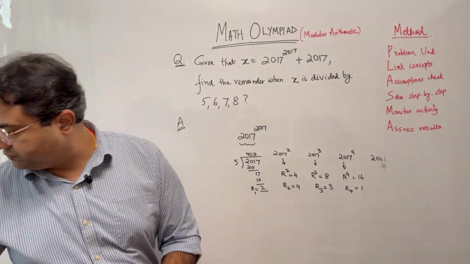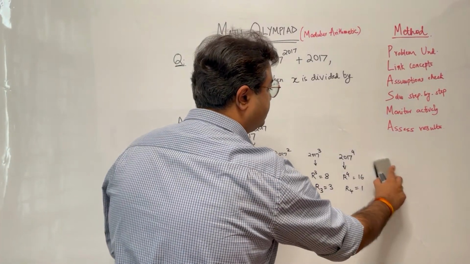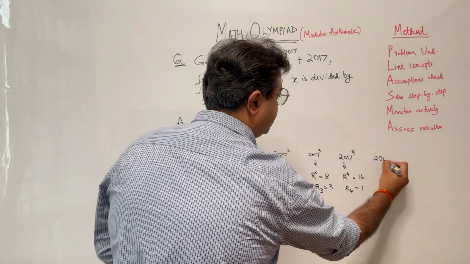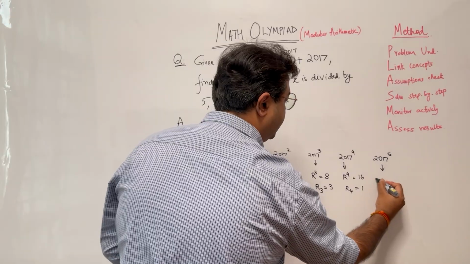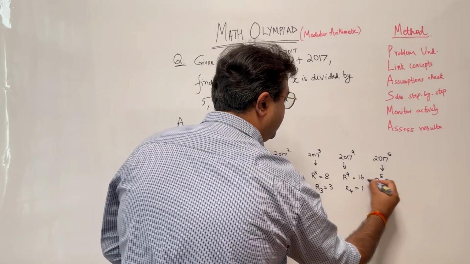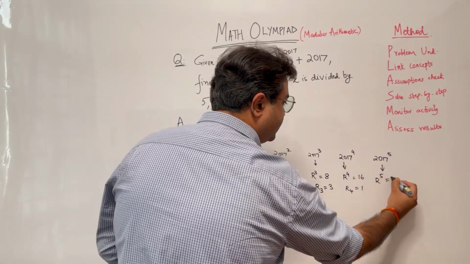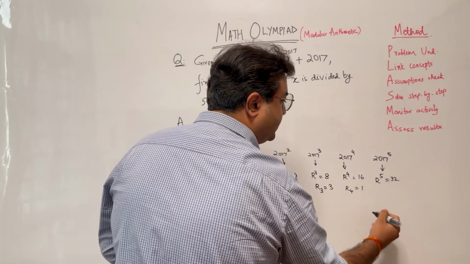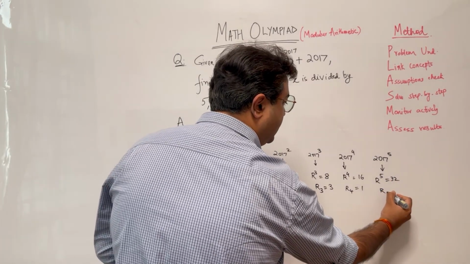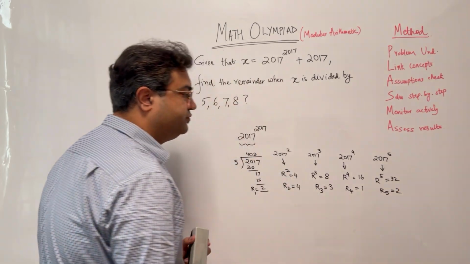2017. 2 to the power 5 is 32. When you divide this by 5, you will get the remainder as 2.